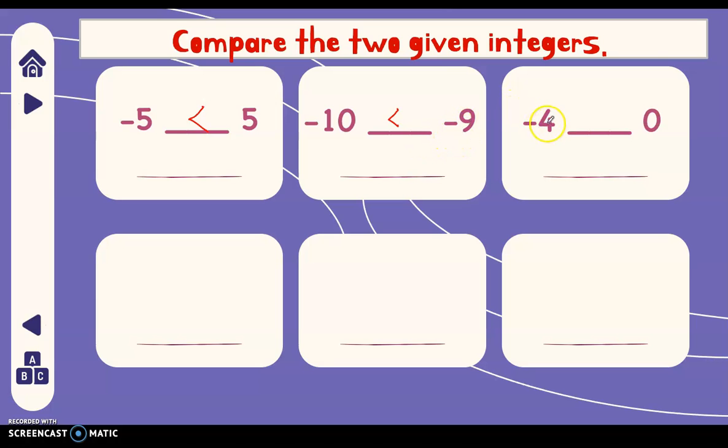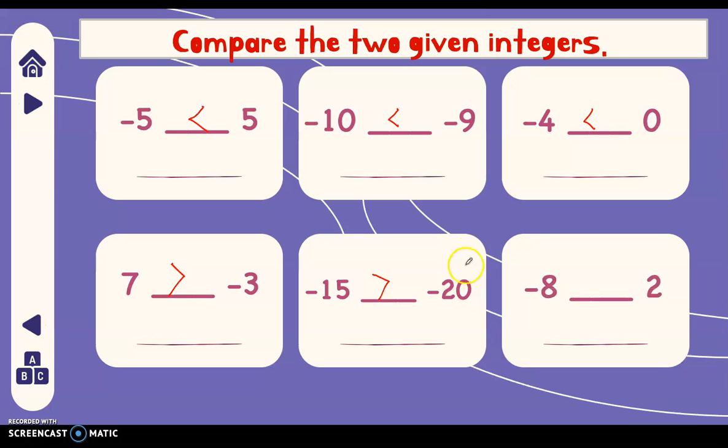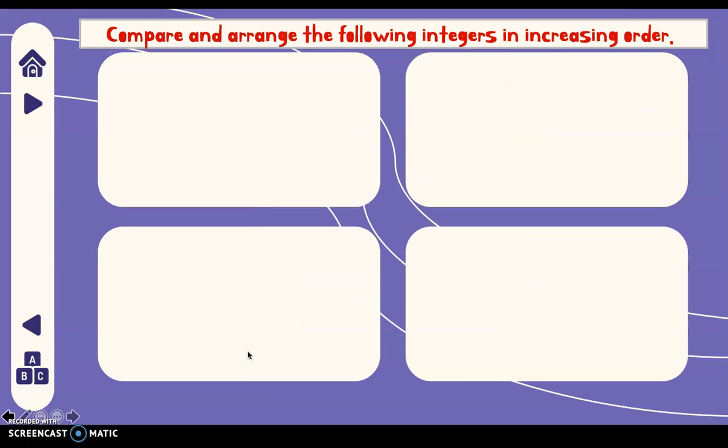Next, -4 or 0, which is bigger? 0 is bigger because when you move farther from 0 to the left, the value becomes smaller. We have 7 and -3, so 7 is bigger than -3. Then -15 and -20, -15 is bigger than -20. And if we have -8 and 2, so 2 is bigger than -8. That is how you compare the two given integers.